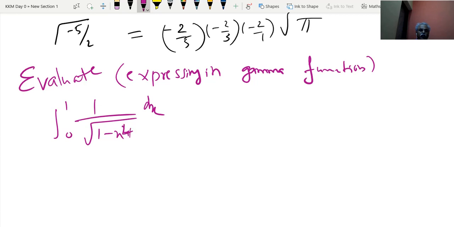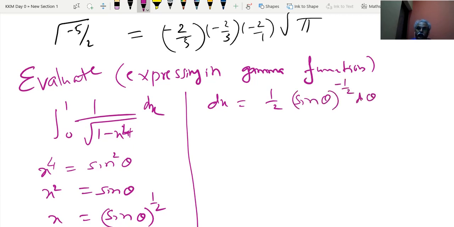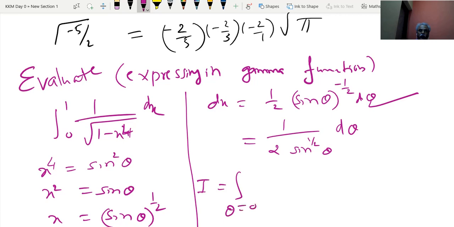So now this should become 1 minus sine square theta. So x raised to 4 should become sine square theta; our attention goes to 1 minus sine square. x raised to 4 is sine square theta, or x square is sine theta, or x is sine theta raised to half. dx is half into sine theta raised to minus half d theta. We'll use this now. Needless to tell, theta becomes 0 to pi by 2, as many times we did.